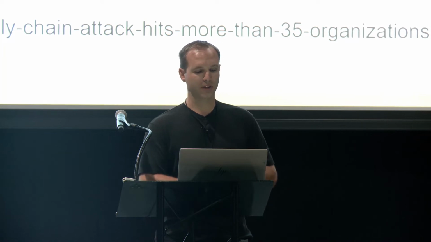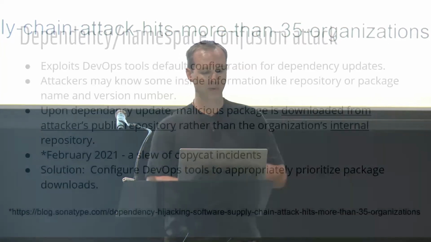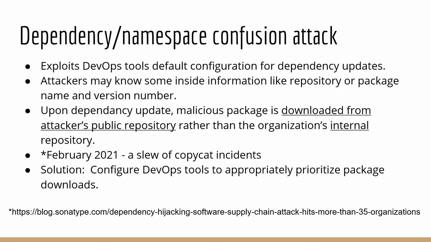All right, another attack within the dependencies is the dependency namespace confusion attack. Basically, this exploits DevOps tools and their default configuration and how they automatically update their dependencies. If a tool is configured to automatically update dependencies, what they're looking for is typically the name of the dependency or the package, and a version number. So if they see a .1 update, they're going to go grab that from an internal repository.